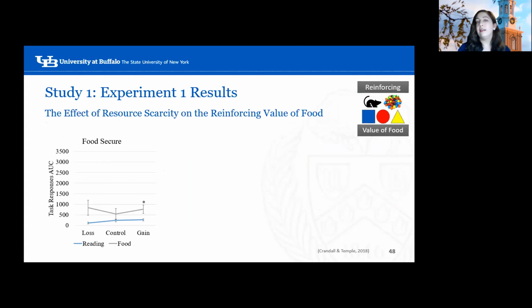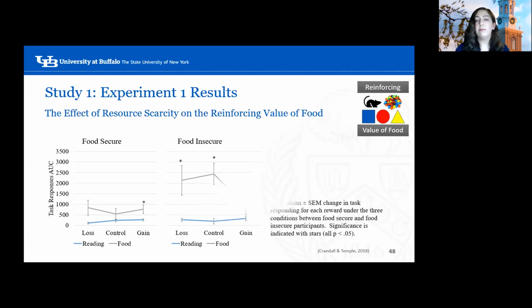For the results, this is what we found when we just looked at the food secure participants. This is responding for each reinforcer with condition type on the x-axis and area under the curve for task responses on the y-axis. Higher scores mean more clicks. We see that when they won money, the food secure participants responded a little bit more for food. However, when we look at the food insecure participants, we see a fairly dramatic difference in responding for food in the loss and control conditions. We found no difference between loss and control here.